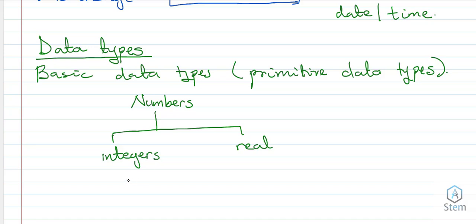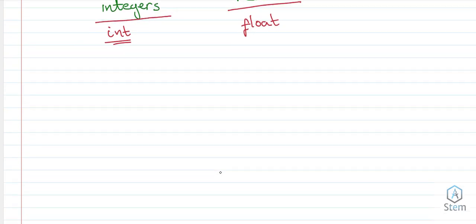When you go to some programming languages like Python, you may find that these data types have different names. Integers, they tend to be called integers all over. We actually call them int. And real numbers with decimal points, we tend to call them float. That is in Python and other high-level programming languages. Let's get into the definition of these two data types.